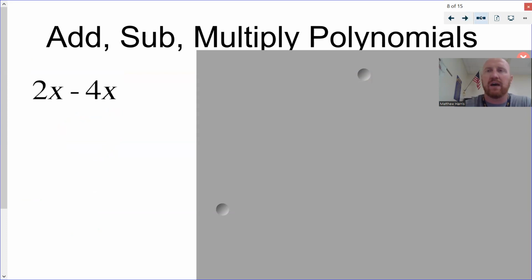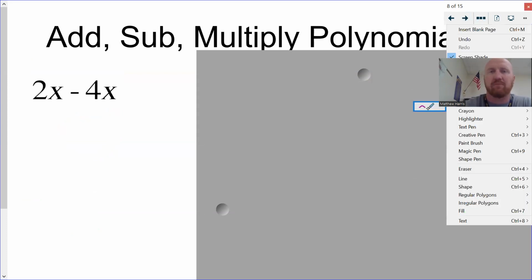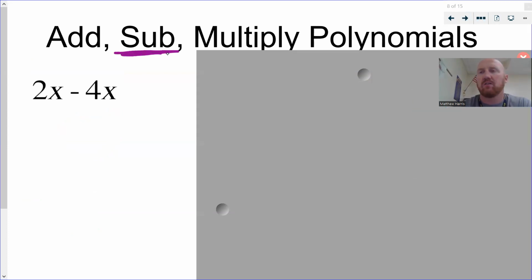All right. Now what we're going to do is look at what happens when we subtract polynomials. Subtracting polynomials is very similar to adding polynomials. There's just one little tweak, and you'll see here in the next example. So say I have 2x minus 4x. Well, I have 2x, and I'm subtracting 4x. So look at the coefficient. So 2 minus 4 is a negative 2.